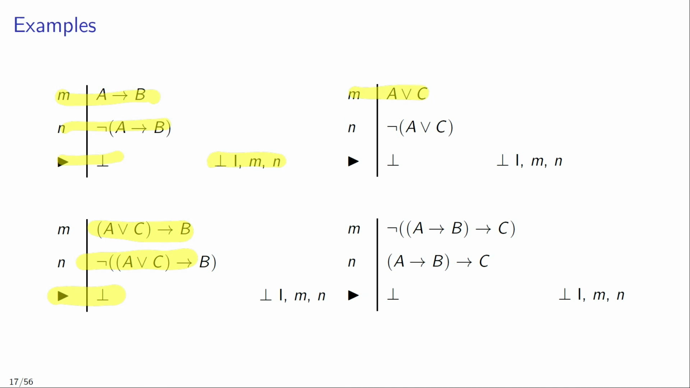Suppose in line M you have the disjunction A or C, and in line N you have the negation of this disjunction, you can infer bottom. Or if in line M you have the sentence, it's not the case that if A then B then C, and in line N you have the sentence if A then B then C, again you can infer bottom. So all that's needed is that in one line of your proof you have a sentence, and in another line of your proof you have the negation of that sentence.